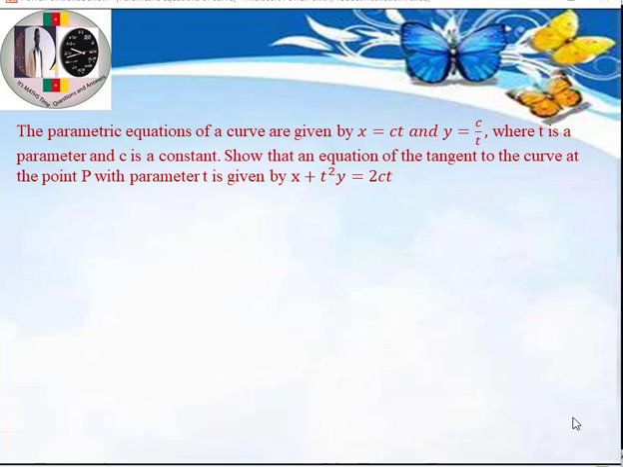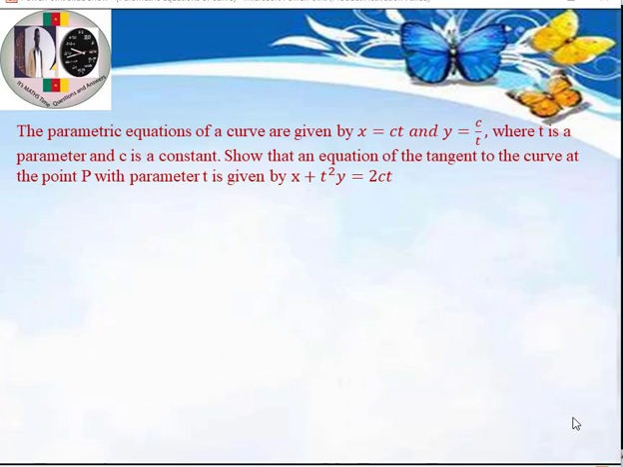Today's question is about the parametric equation of a curve given by x equals ct and y equals c over t, where t is a parameter and c is a constant. Show that an equation of the tangent to the curve at the point P with parameter t is given by x plus t squared y equals 2ct.